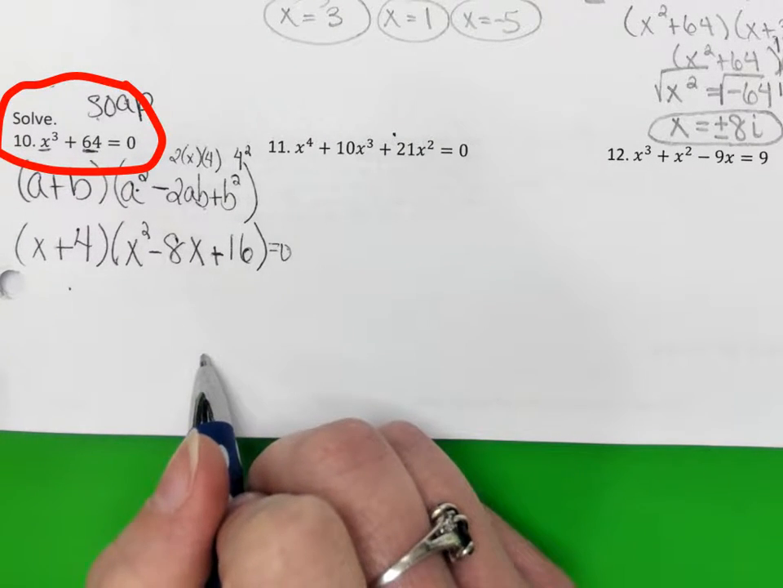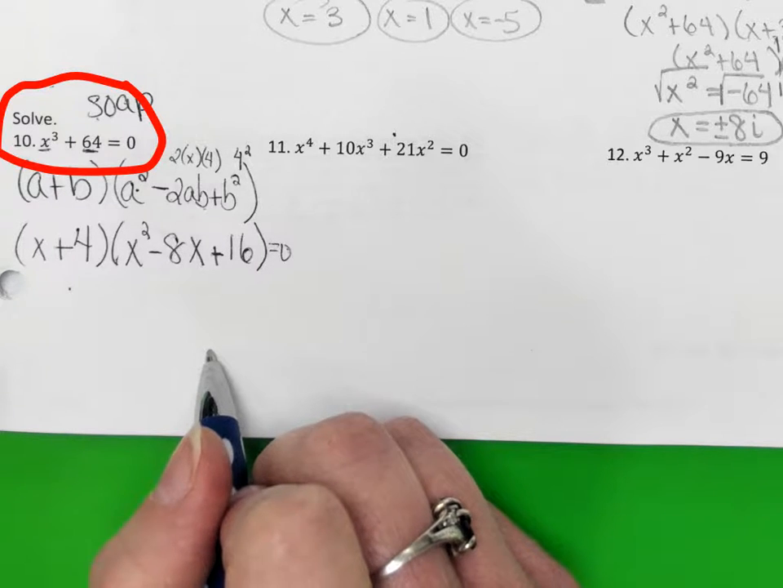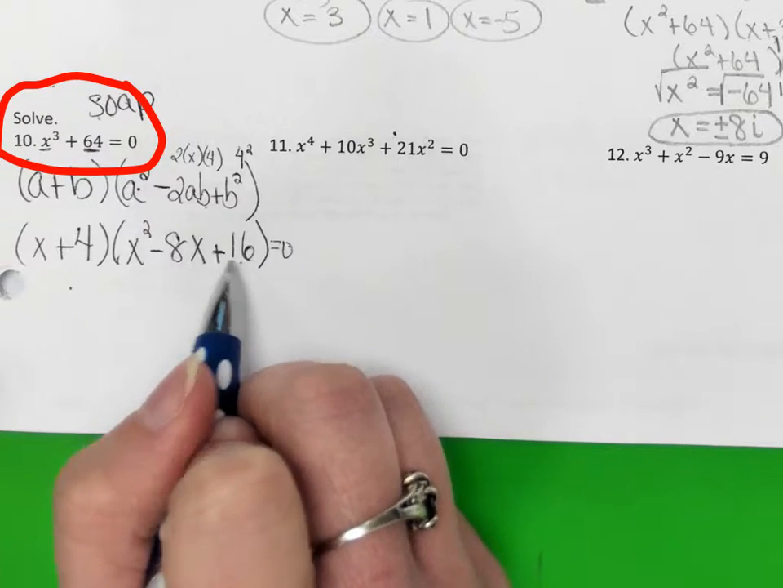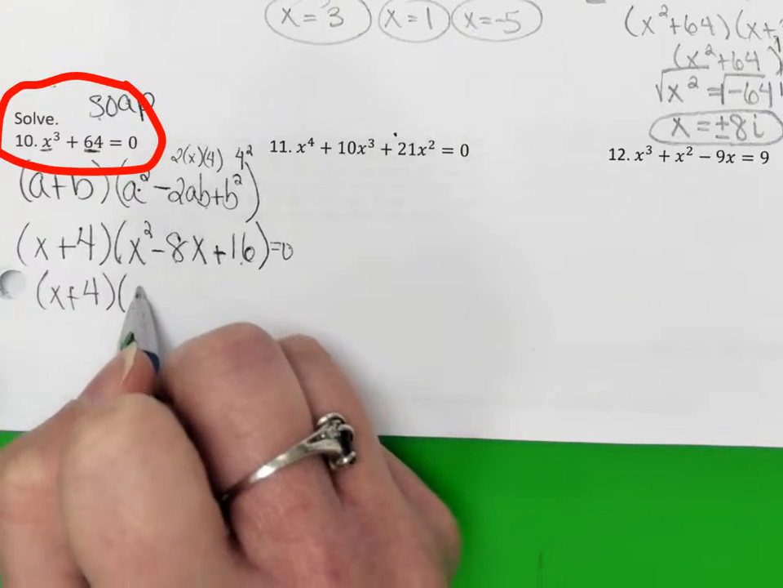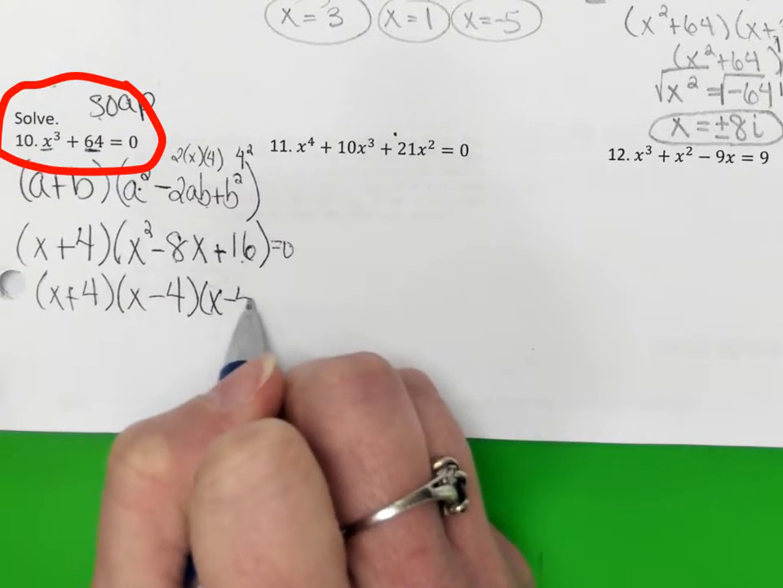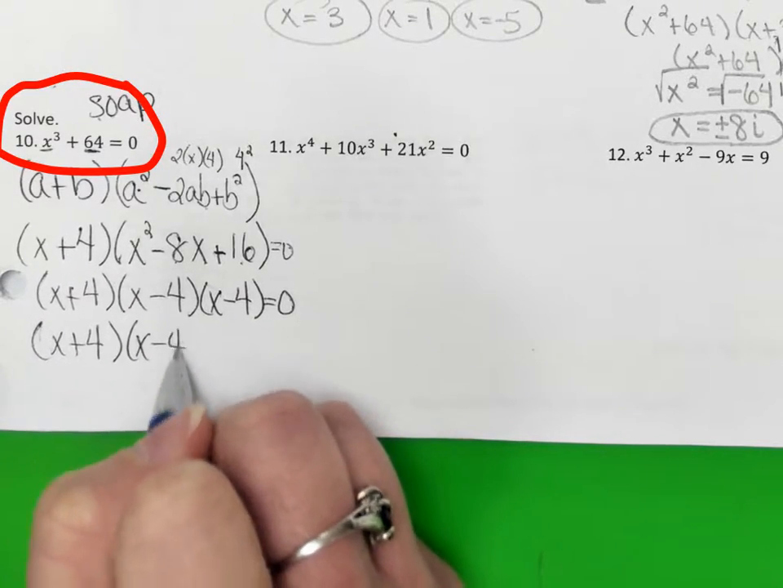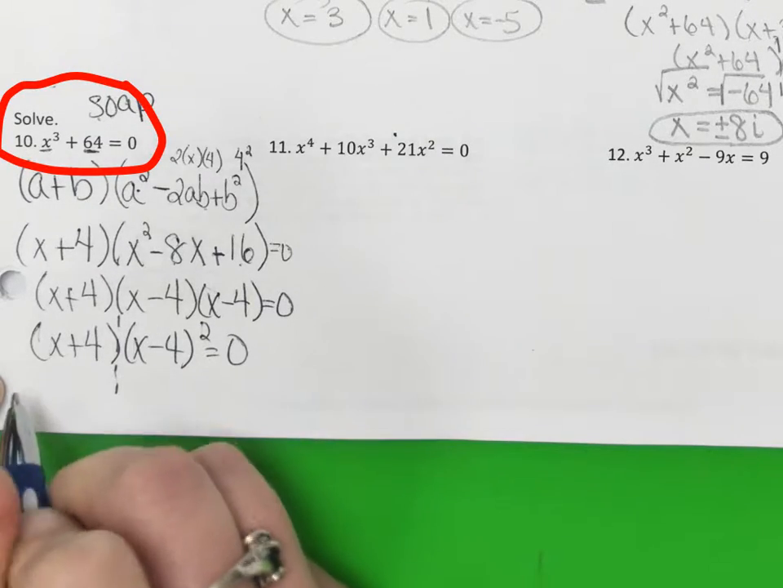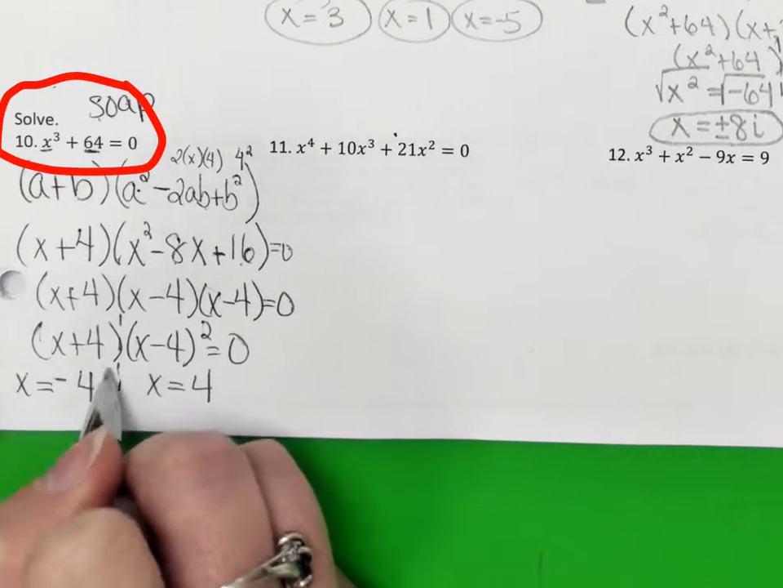Do you see anything? Because it is equal to 0, I can keep going. You factor. Factors of the back number that add or subtract to be negative 8. What are the factors of 16 that add or subtract to be negative 8? Negative 4 and negative 4. So what are my 2 x values? Positive 4 right here and negative 4 right there.